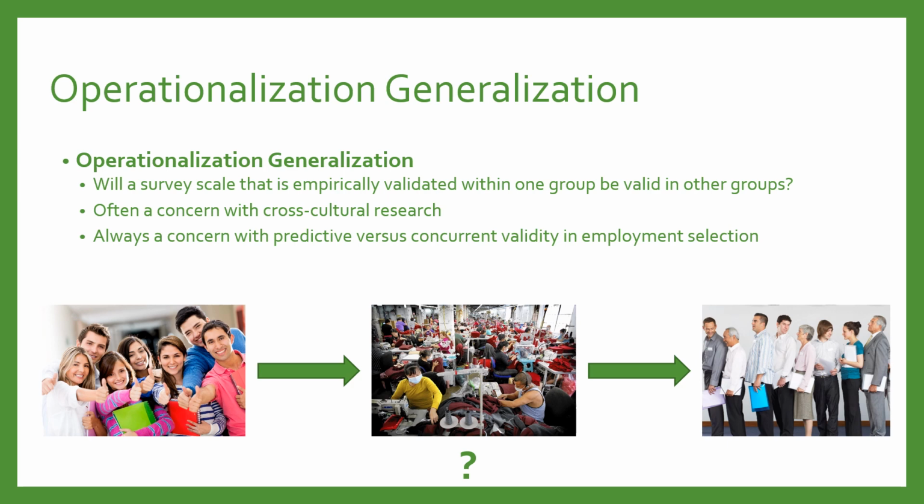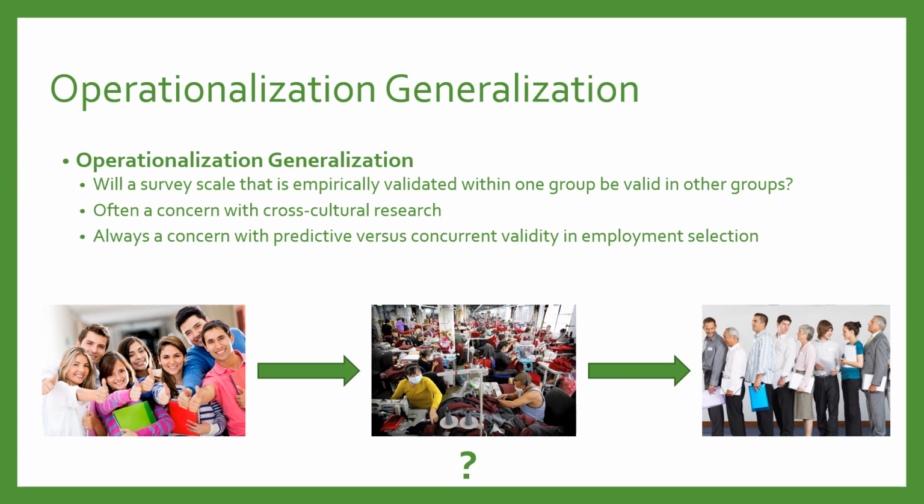So operationalization generalization is always a concern with predictive versus concurrent validity in employee selection. So will a selection test that predicts current performance among current employees, most with high enough performance, also predict future performance of applicants? You want to make sure that a selection test that's validated among college students, looking at GPA as performance, would apply to factory workers, where performance looks very different. Or also making sure that a selection test validated among current employees, looking at that concurrent validity, also applies to future applicants.